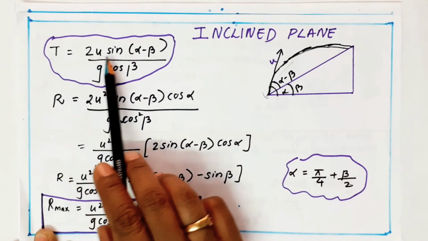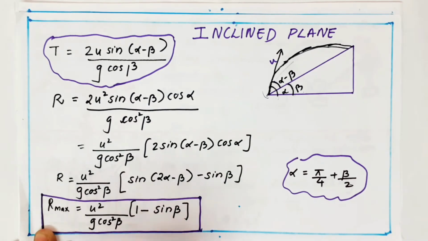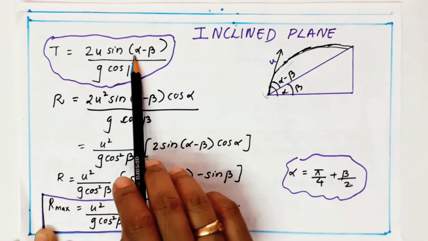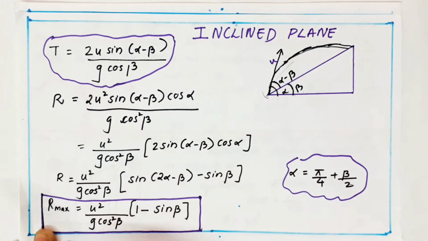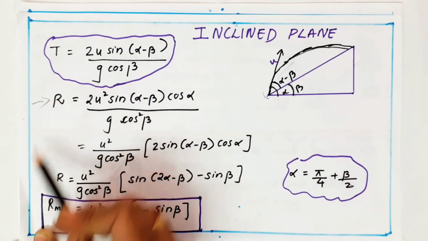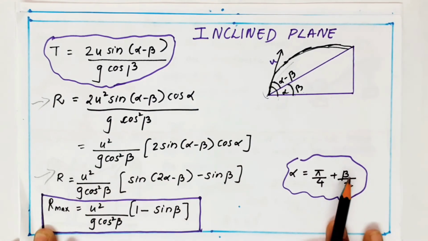Time of flight equation is the only important equation I am telling. 2u sine of alpha minus beta by g cos beta is the equation for time of flight. And the range equation, whichever is easy for you that you can remember. These two equations, if you can remember, it will be better.